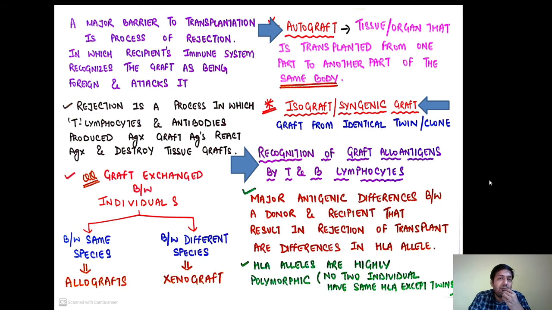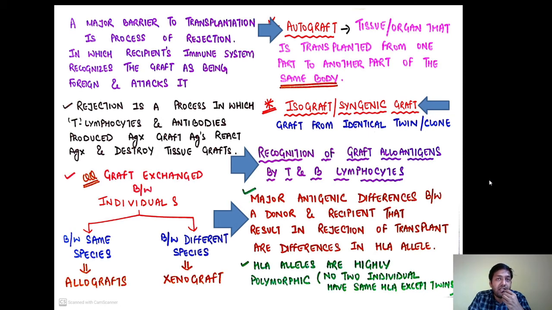You have to remember one thing before we go into the recognition part. You have to understand why rejection occurs. It occurs because of major antigenic differences between the donor and the recipient that result in the rejection of the transplant. They are the differences in the HLA alleles. So the basic reason why there is an incompatibility between a donor and a recipient is that the donor and the recipient have different HLA proteins or HLA genes or the MHC genes.